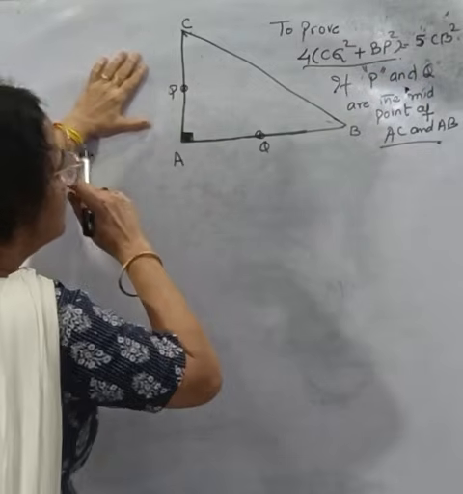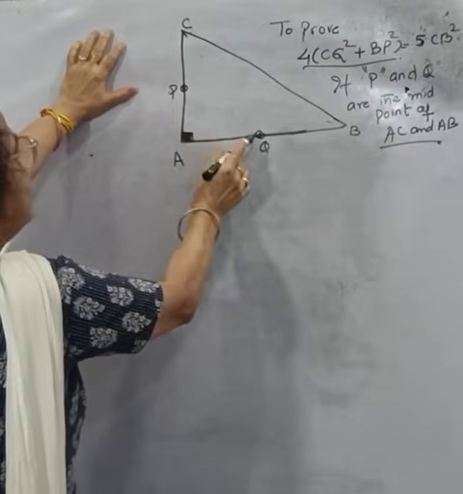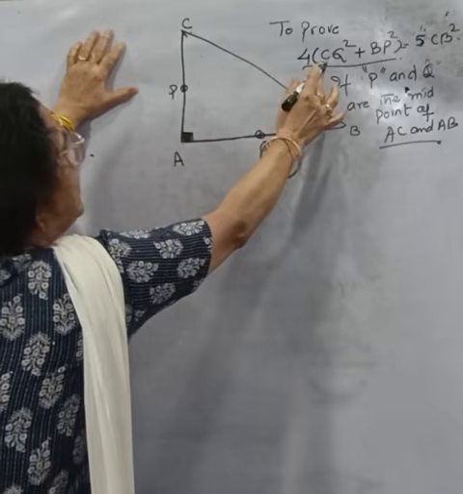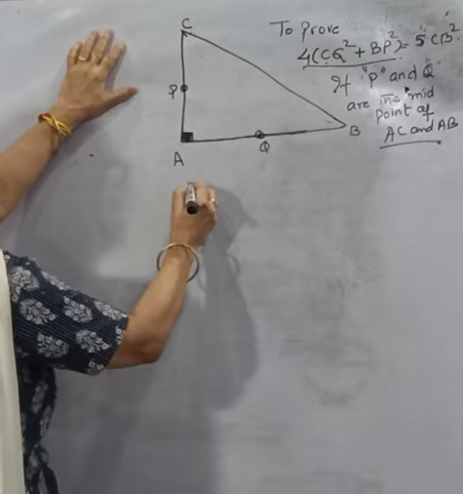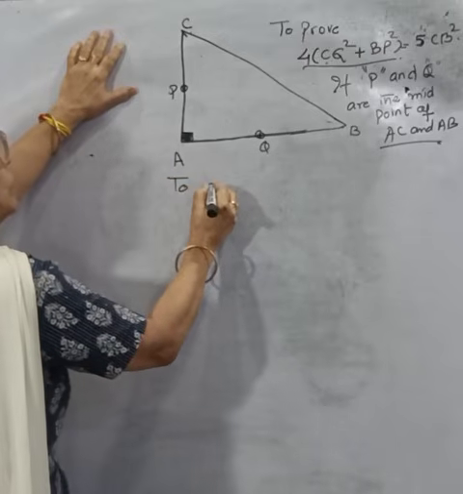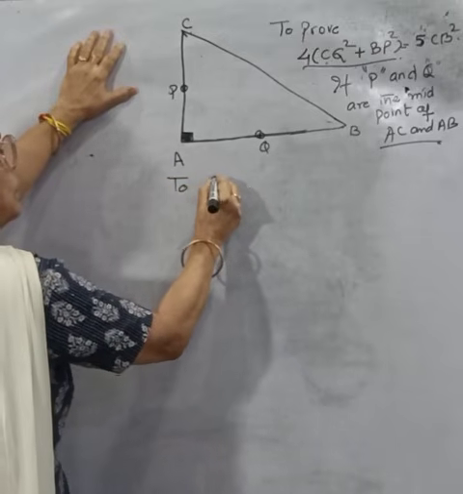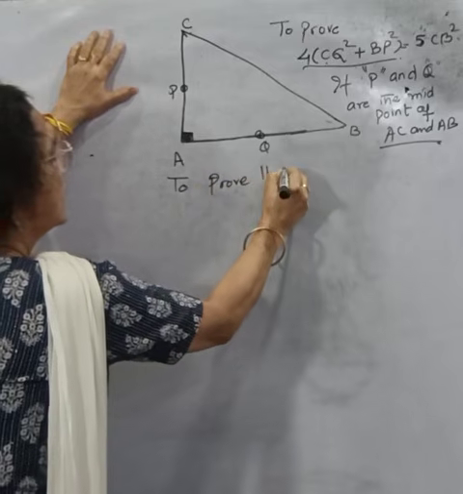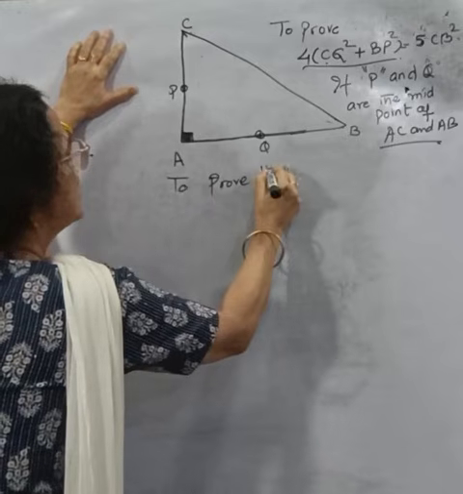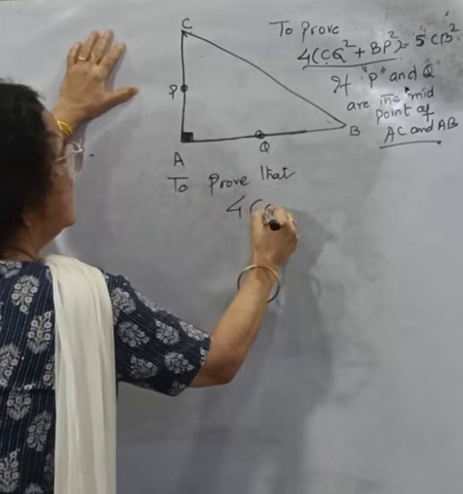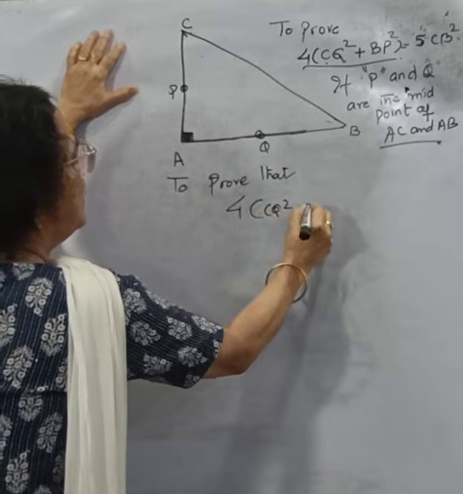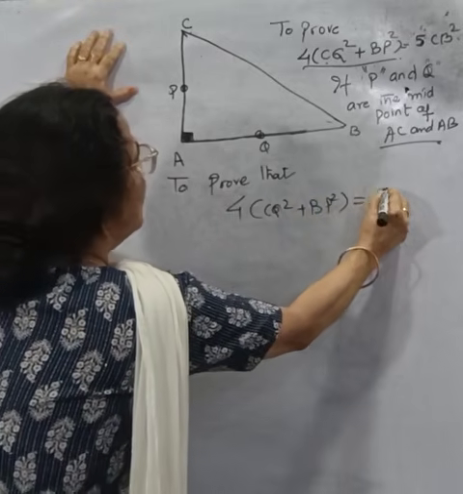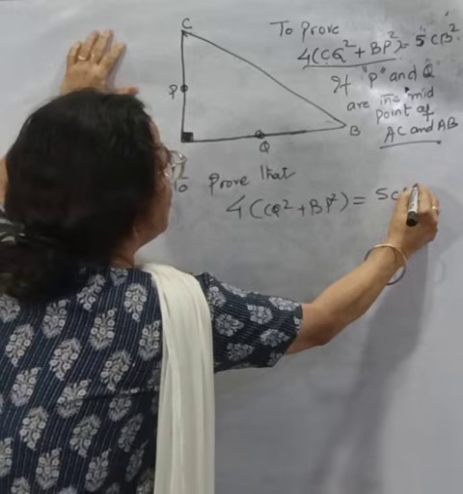Now we are given that these two are midpoints. First of all, we are going to take the left hand side to prove that 4 times CQ square plus BP square is equal to 5 times CB square. This is to be proved.